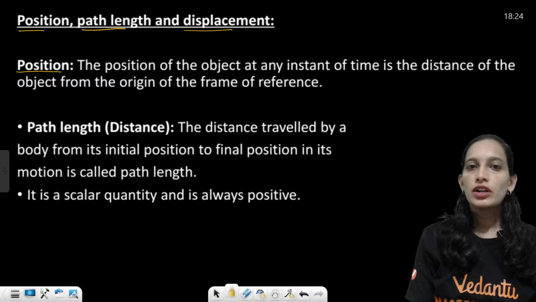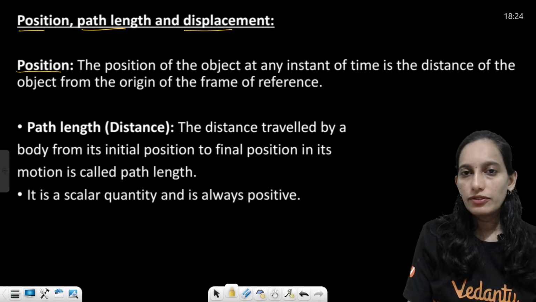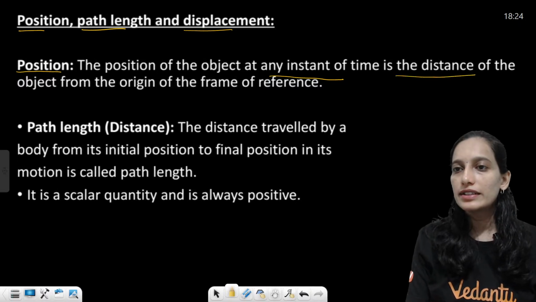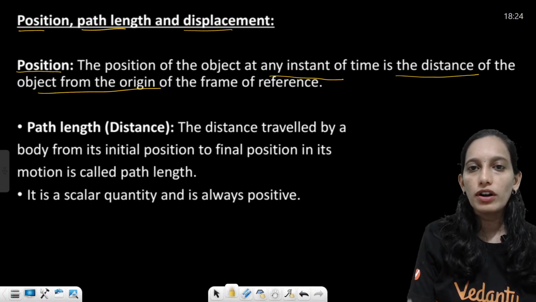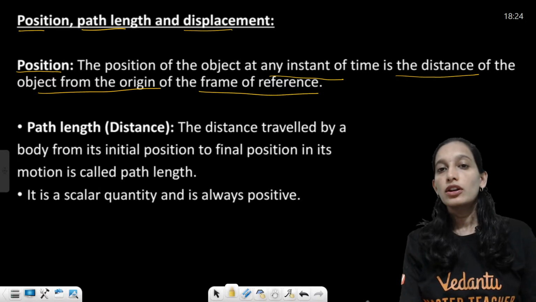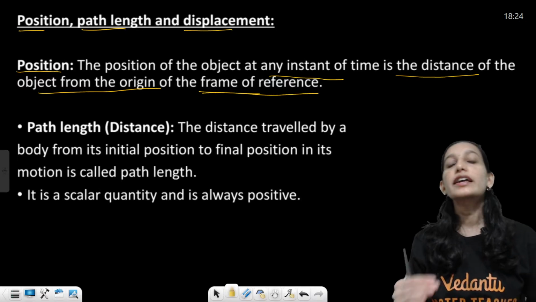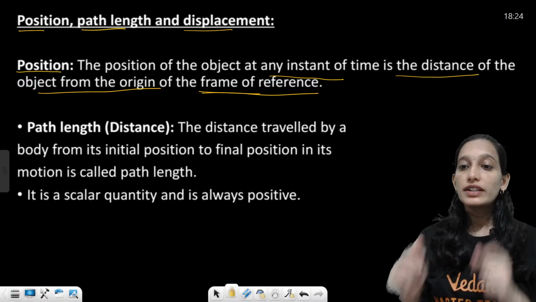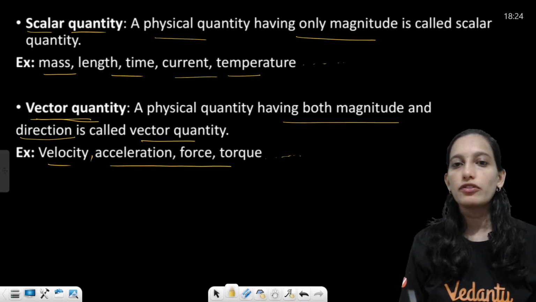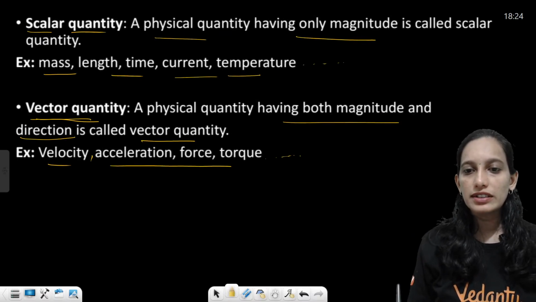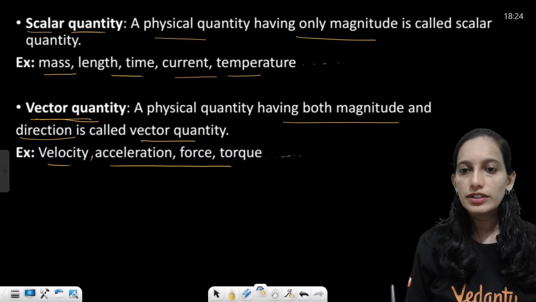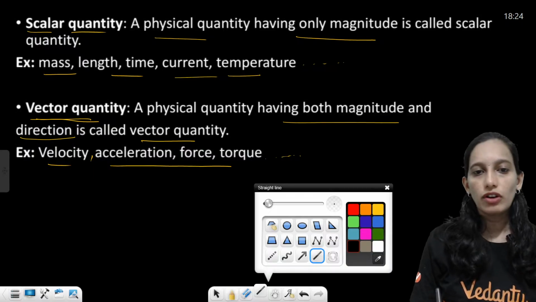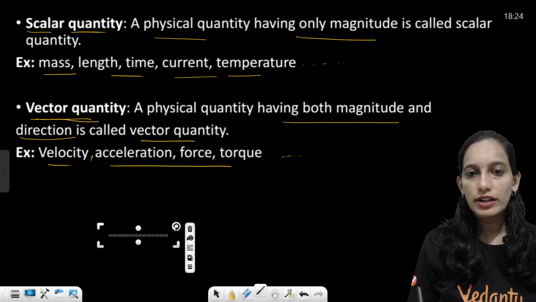If we want to see the position of an object at any instant of time, it is the distance of the object from the origin of the frame of reference. So here, in order to specify the motion of a particle, we definitely need to have something called a frame of reference. Frame of reference is nothing but just the coordinate axis, what we call the XYZ coordinate axis.